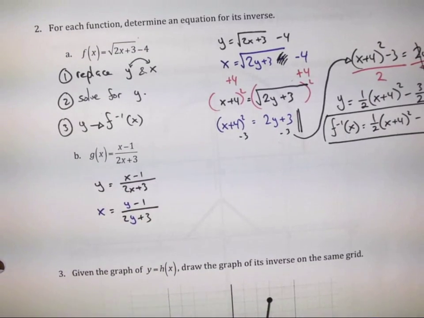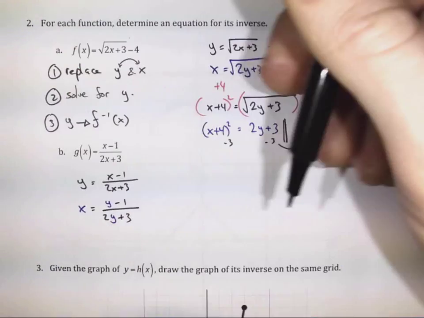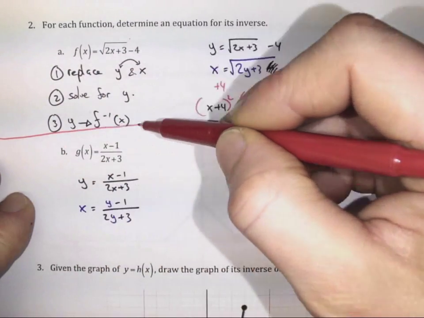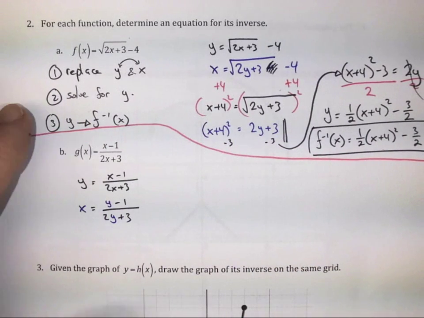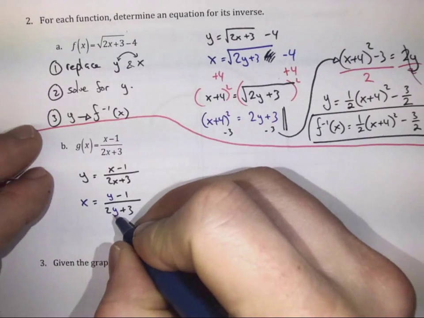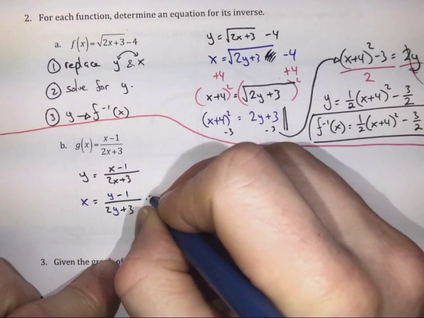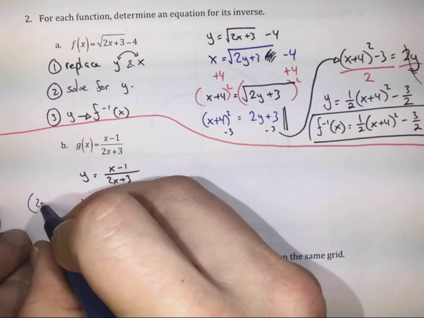Now, this is where things can get a little funky. I want to make sure we have enough space here, so I'm just going to draw a little line here to make sure we don't get confused. There we go. All right. Now, the trick here is when you have a variable in the denominator, in general, you want to multiply both sides by the denominator. So we're going to multiply both sides by 2y plus 3.